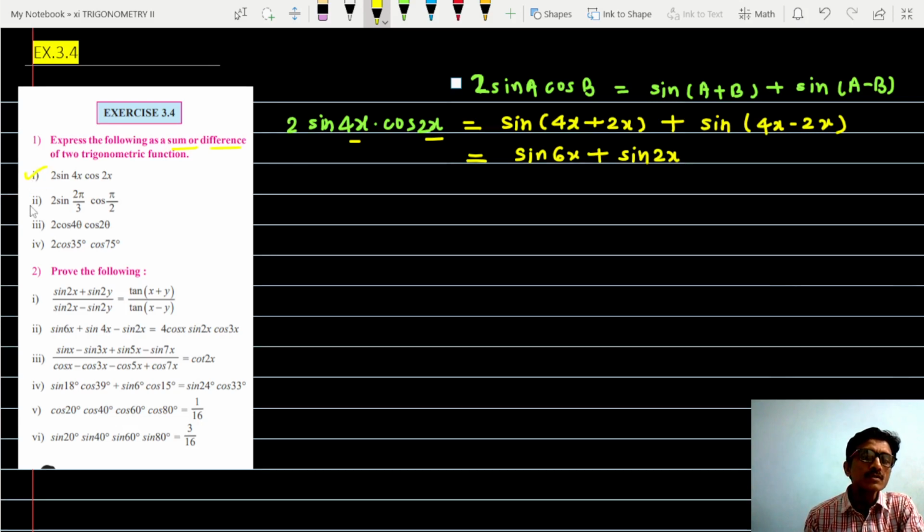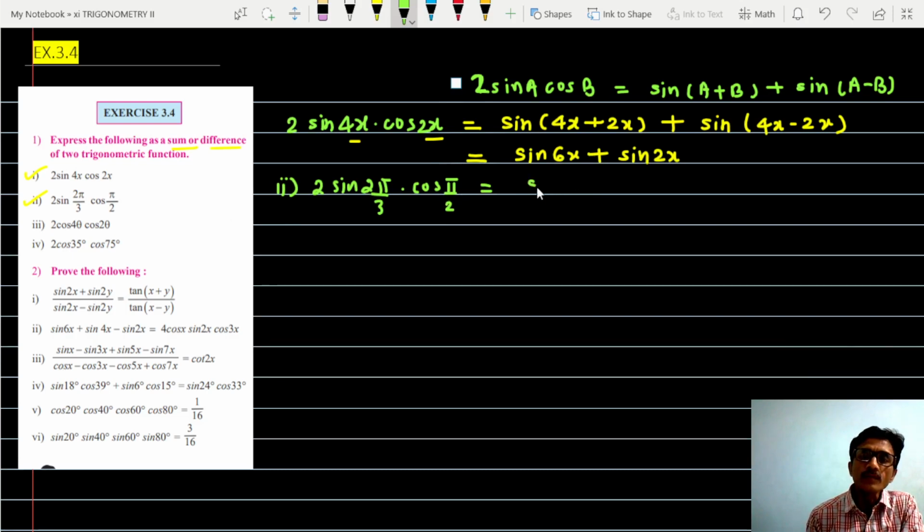Now let's do the second one. What is the second sub question? The second sub question is 2 sin of 2 pi by 3 into cos of pi by 2. Here the same formula is applicable: 2 sin a cos b.